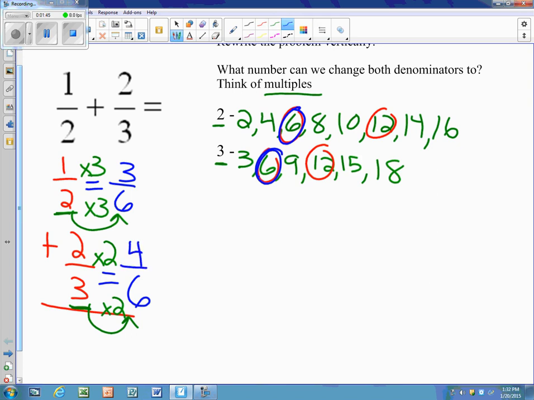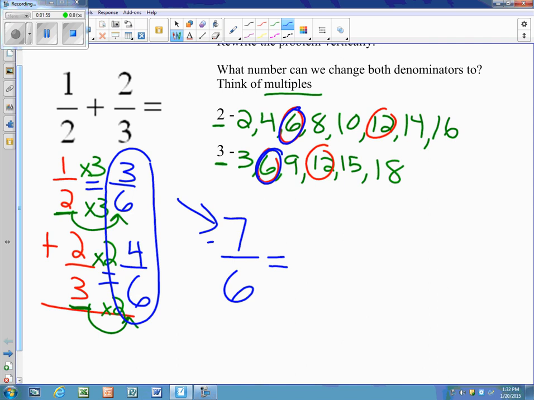Now when I add these two fractions together, 3/6 plus 4/6, I get 7/6. I cannot leave it as 7/6 because the numerator is greater than the denominator. So therefore, I need to say 7 divided by 6, and that goes in one time with 1 left over out of 6. So 7/6 equals 1 and 1/6. And that is how I add finding the least common denominator.